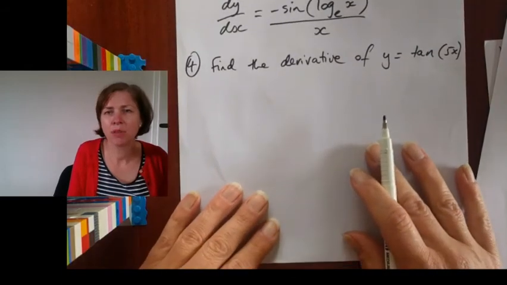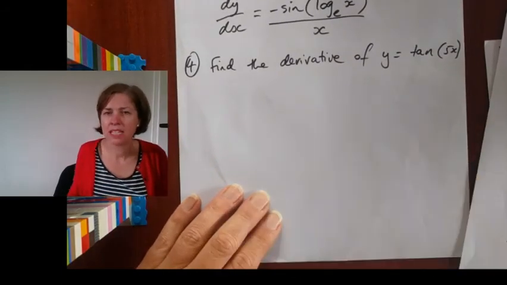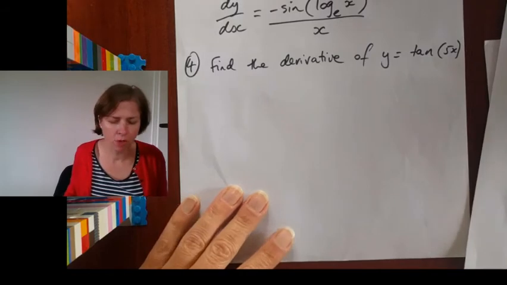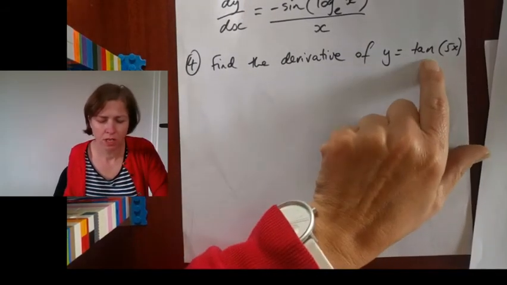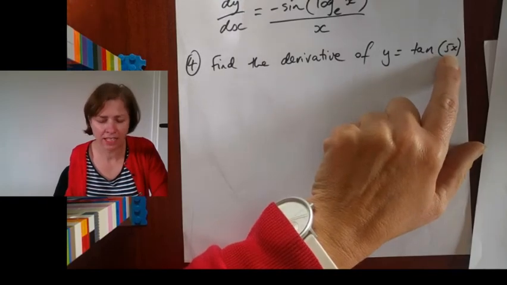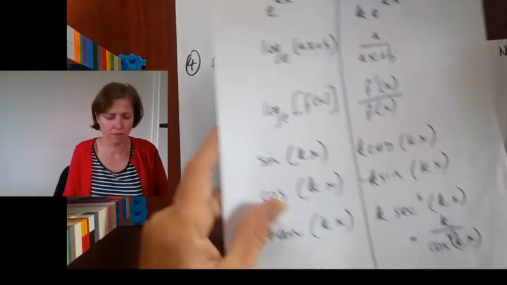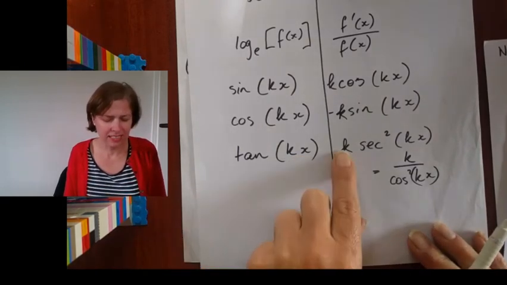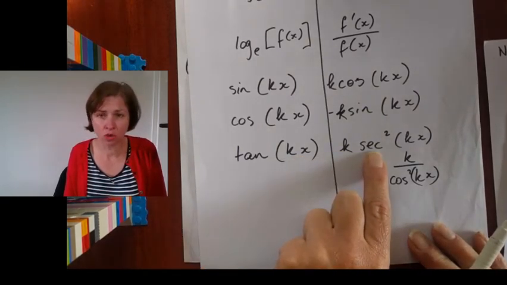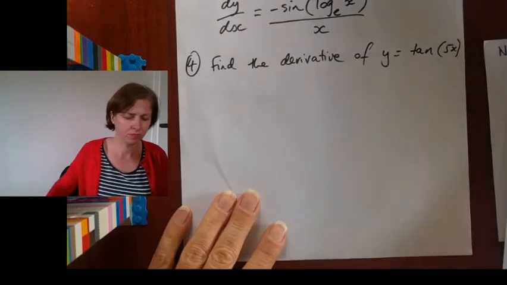My last example is not too tricky, but it does involve the tan function. So I'm going to differentiate the tan function. This is not a chain rule. I've got tan of 5x, that's just x with a coefficient. Let's go and look at my rule. Tan of kx is k times sec squared kx.